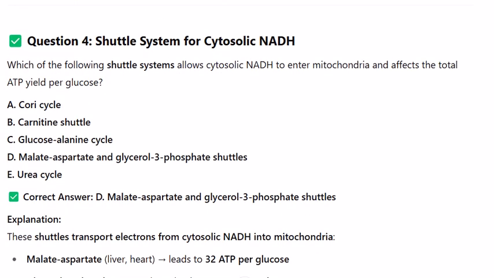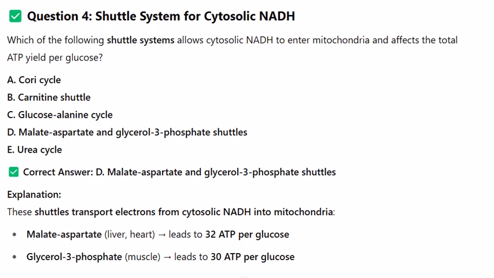Question 4. Shuttle system for cytosolic NADH. Which of the following shuttle systems allows cytosolic NADH to enter mitochondria and affects the total ATP yield per glucose? A. Cori cycle, B. Carnitine shuttle, C. Glucose-alanine cycle, D. Malate aspartate and glycerol 3-phosphate shuttles, E. Urea cycle. Correct answer D. Malate aspartate and glycerol 3-phosphate shuttles.